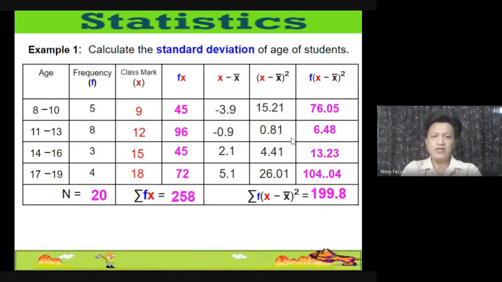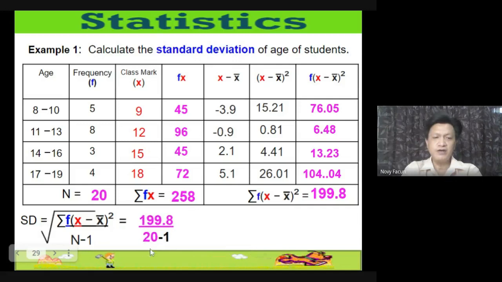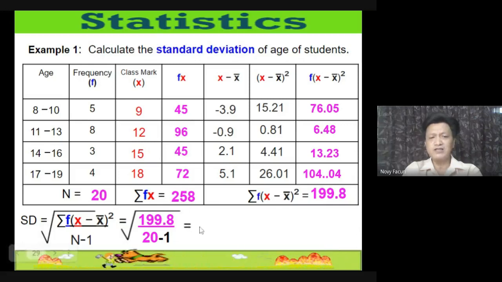Kapag nakompleto na natin yung table, we can now use the standard deviation formula for grouped data to substitute yung ating nakuhang summation doon sa n. Kaya nga, but take note, meron siyang square root kasi nga standard deviation to. Okay, therefore, we have to substitute, that is square root of 199.8 divided by 20 minus 1. Okay, and then, but before you get the square root, i-simplify muna natin yung nasa denominator. Kaya nga that will become square root of 199.8 divided by 19.